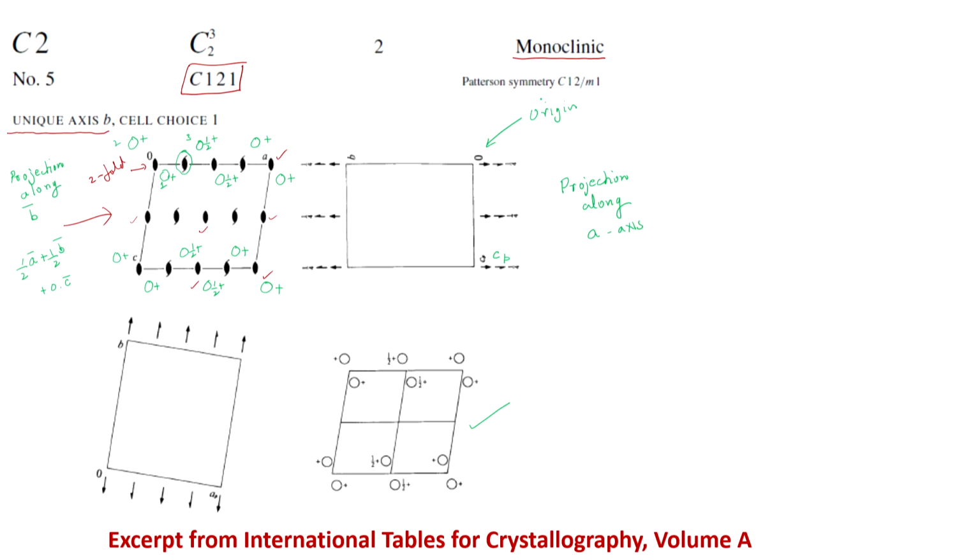Now, what happens in this case is that all the two folds along the A axis on this diagram line up and get projected on top of each other, the two folds and the two-fold screw axis as well. That is shown by an arrow.